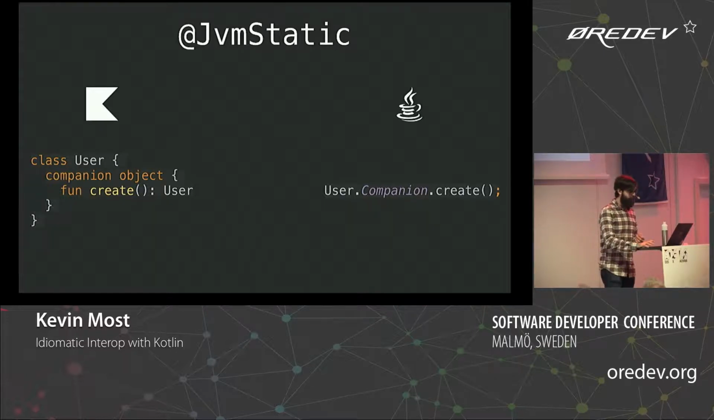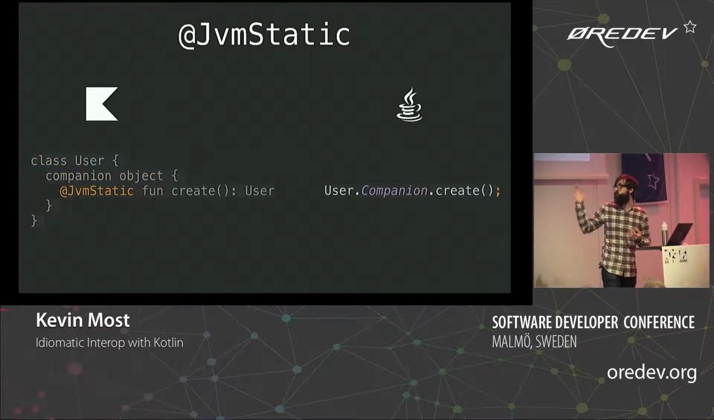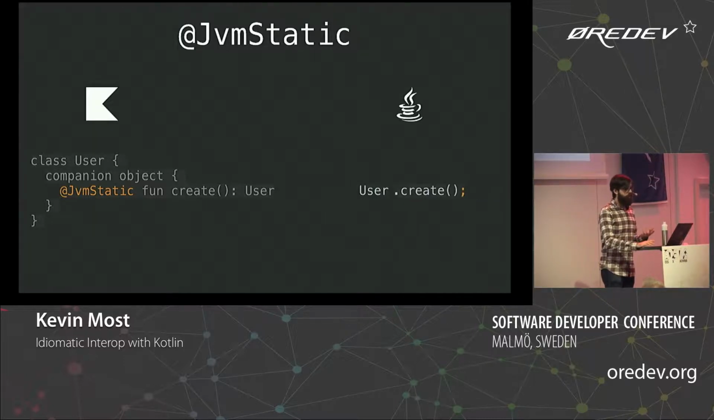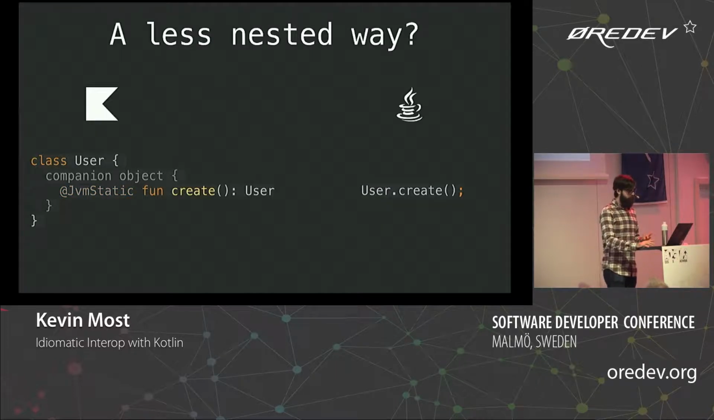So there's an easy fix, and if you annotate your fun with JVM static, your Java users will be able to call it like this, right? They'll be able to call User.create, and that's what they want to do. This is good. In my opinion, there's a little bit of noise here. All I really care about is the fact that there's a class called User, and then the fact that there's a factory function called create.